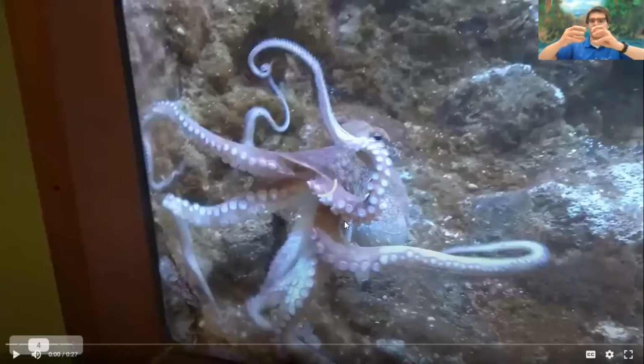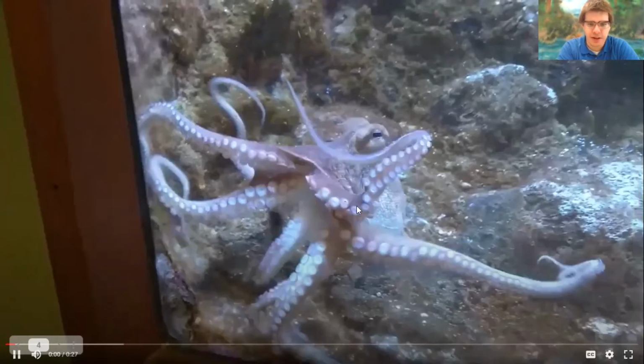So if it wants to move really quickly, it'll stretch its arms out and it'll just shoot itself by using its powerful muscles in its head. Well, its mantle. This is all its mantle. This is its head, but it'll use its powerful muscles in its mantle to just push itself, just basically squeeze water out of that siphon like a jet. And it's really having a hard time playing. There we go.